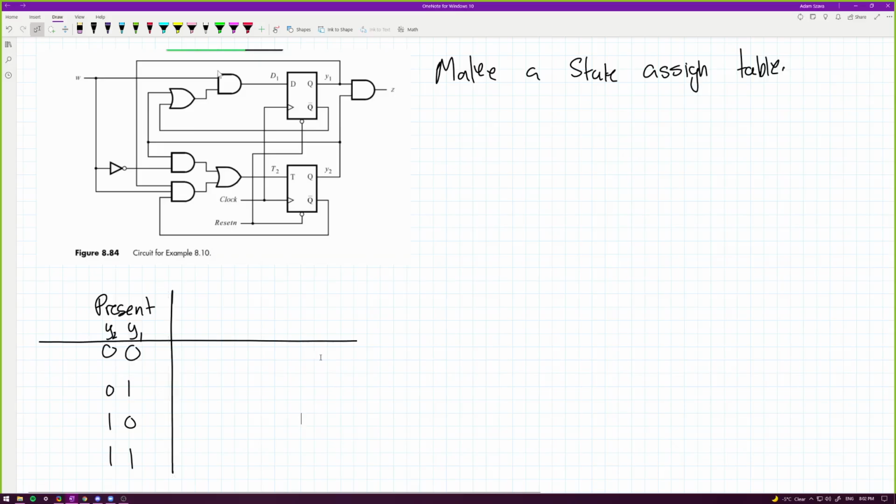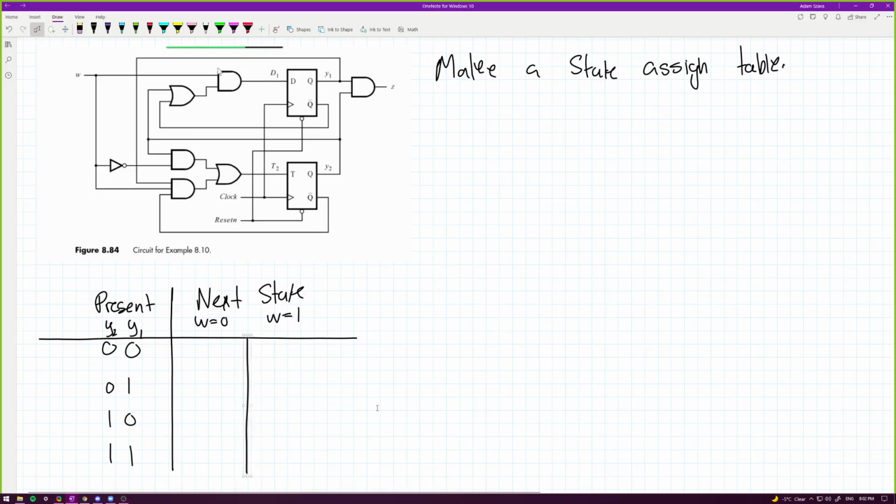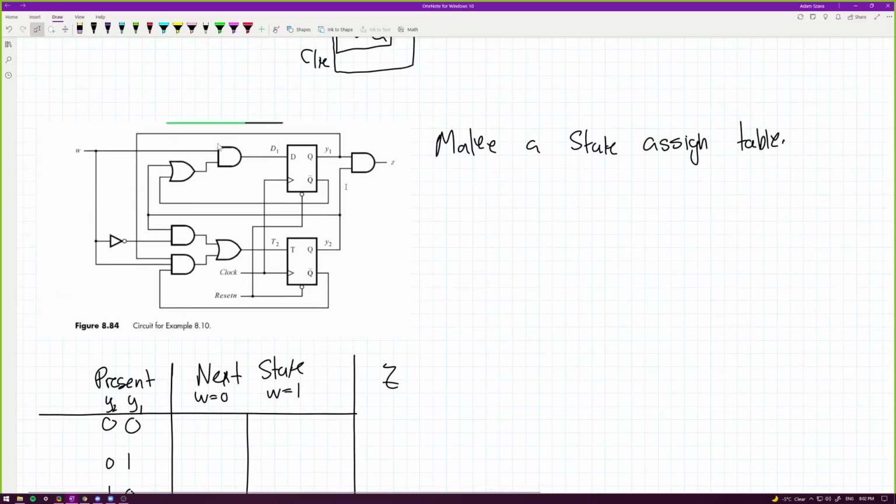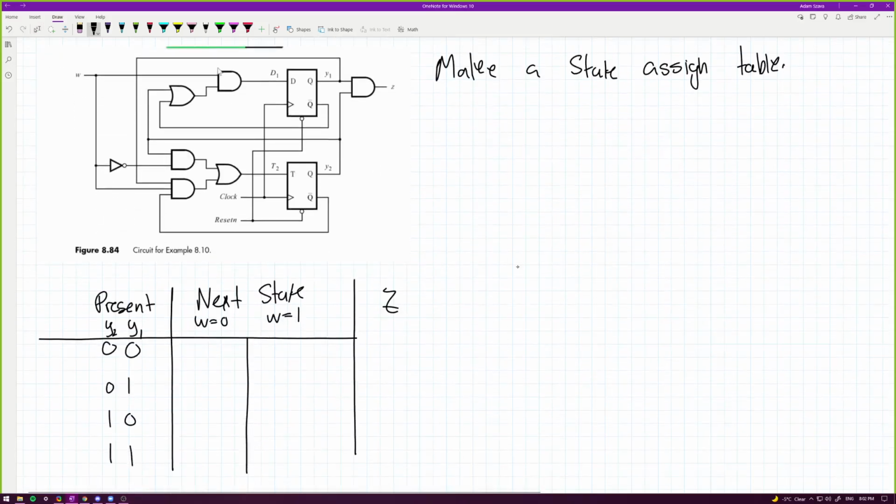Now we have this. I want to make my next state. We do have an input, so I need to have W equals 0 and W equals 1 as two possibilities here. After that, it's not too much different. Then let's take a look at our Z value. Is it a Mealy or a Moore machine is an important question to ask. So let me just say Z here. Well, what are the inputs? The first input is Y1, which is a present state variable. And then Y2 is the other one, so it's also a present state variable. So it is a Moore machine. This time, confirmed.